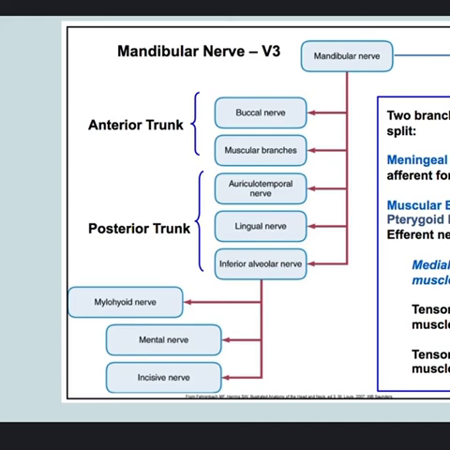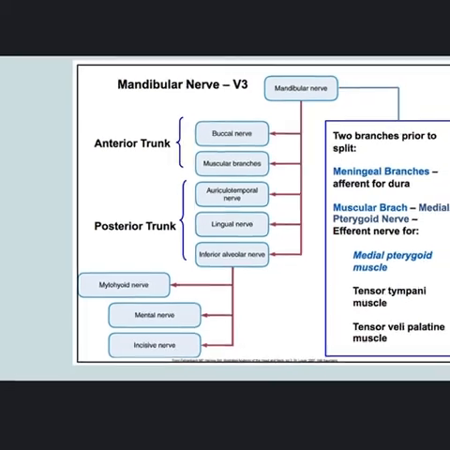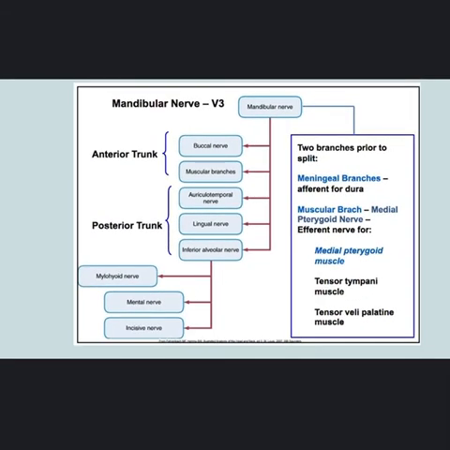The anterior trunk only has two, which is the buccal nerve and the muscular branches. The posterior trunk has three, the auriculotemporal nerve. I really messed that up. Excuse me. Then we have the lingual nerve, and then we have the inferior alveolar nerve. However, the inferior alveolar nerve splits into three more branches, which is the mylohyoid nerve, the mental nerve, and the incisive nerve.